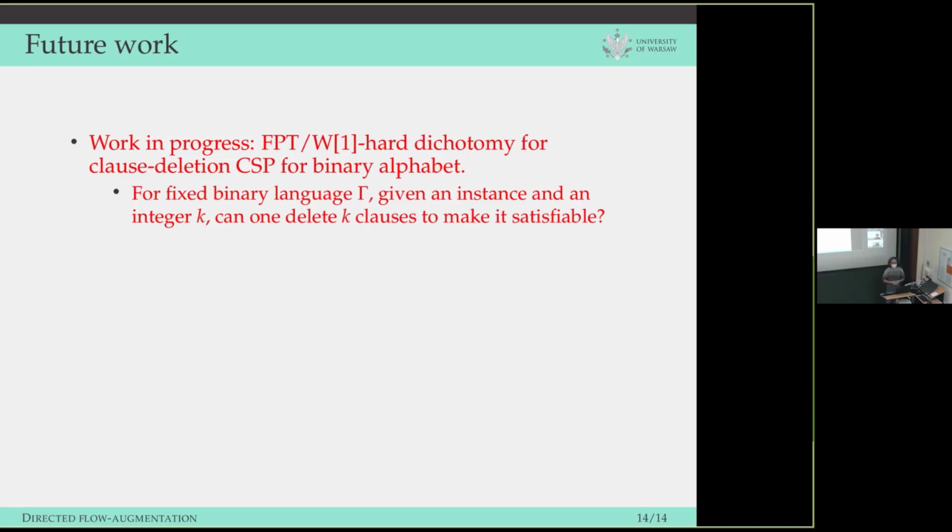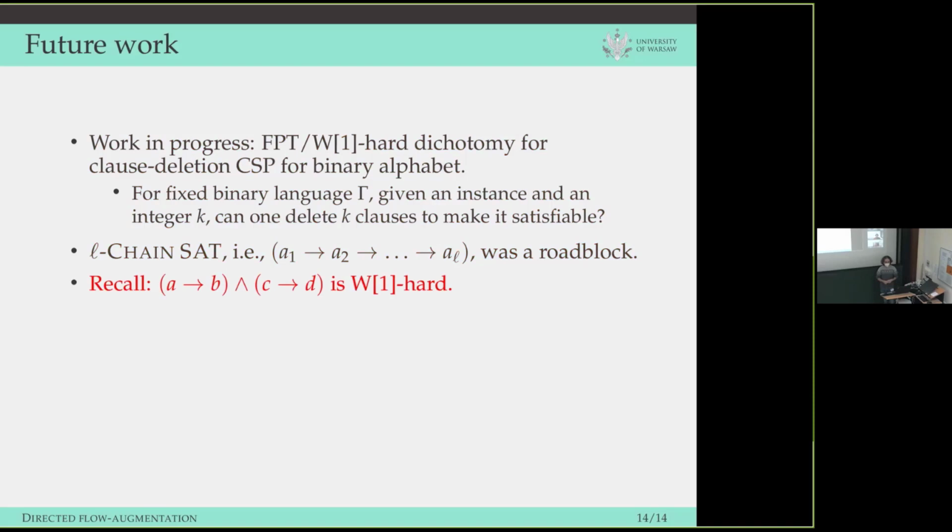And in general, you can ask the question for a fixed binary CSP language: is the problem of deleting k clauses to make the instance satisfiable FPT or not, parameterized by k? L chain is the language which is a chain of implications up to length L plus 1, but whatever. And you can also have two independent edges as a type of constraint, like something implies something and something implies something. This is a single constraint, and this deletion is W[1]-hard by the same reduction.